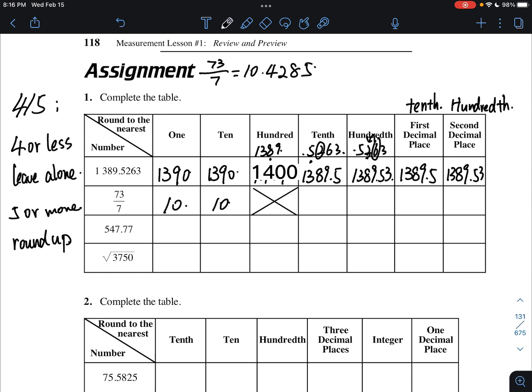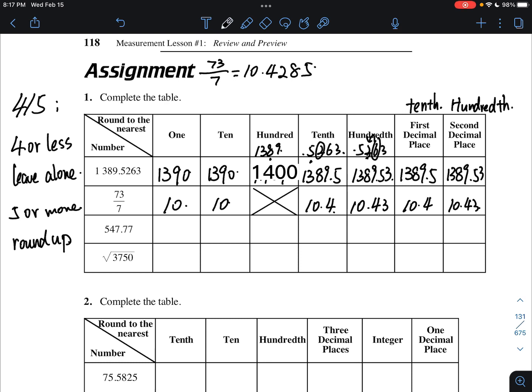And for hundreds, we don't have hundreds, so we don't need to think about 100. And for the tenths, we just look at hundredths. It is 2, so we just leave it alone, so it's 10.4. And for the hundredths, we need to look at 8. 8 is 5 or more, so we round up, so it's 10.43. And the first decimal place is similar to tenths, so it's 10.4, and the last one is the same as hundredths, so it's 10.43.